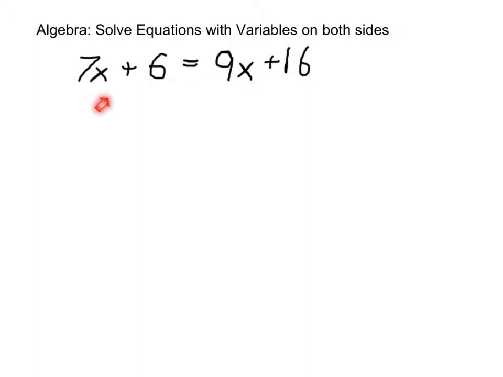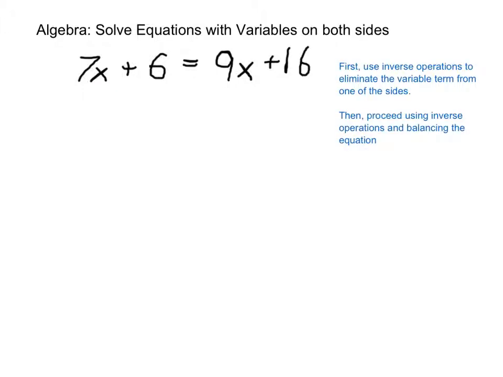Sometimes you may encounter equations like this that have a variable not just on one side of the equation, but on both sides. So there's a couple things we need to remember when we're trying to solve something like this. The most important difference is first that we're going to need to use inverse operations to eliminate one of the variable terms. So in this case I can either eliminate 7x or I can eliminate 9x. It's up to you, whichever you choose.